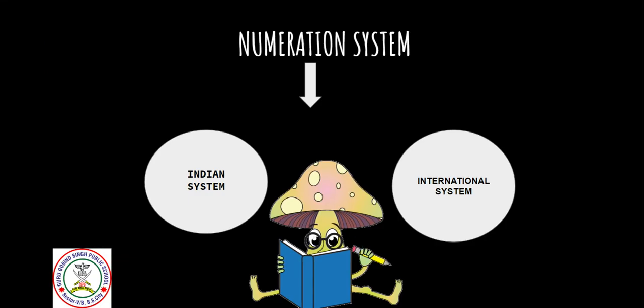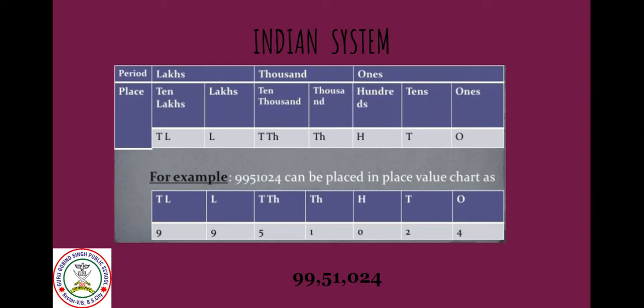Now we will start numeration on number system. In class 3, we have learned up to 4 digit numbers. Now we will learn 5 or 6 digit numbers. A place value chart helps in easy numbering. There are two types of numeration system, namely Indian and international. First, we learn about Indian number system with the help of place value chart.